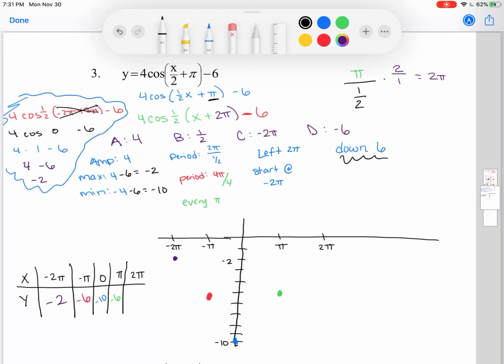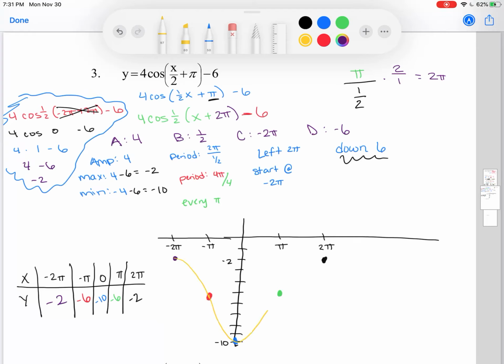And last but not least, 2 pi. Plug that in. 2 pi plus 2 pi is 4 pi. Times 1/2 gives me 4 pi over 2, which is just 2 pi. Cosine of 2 pi is 1. 1 times 4 is 4. Minus 6 is -2. And there we have it.